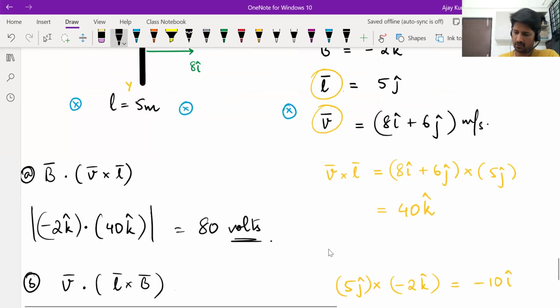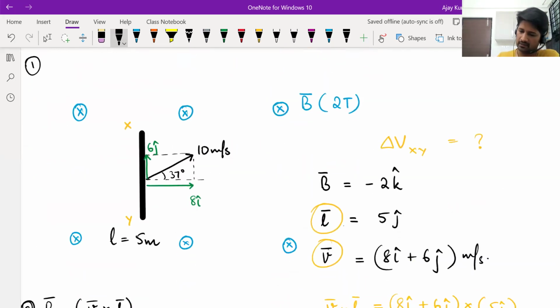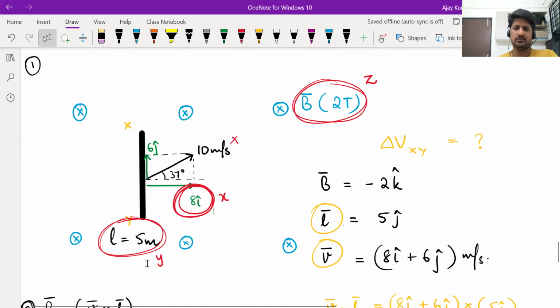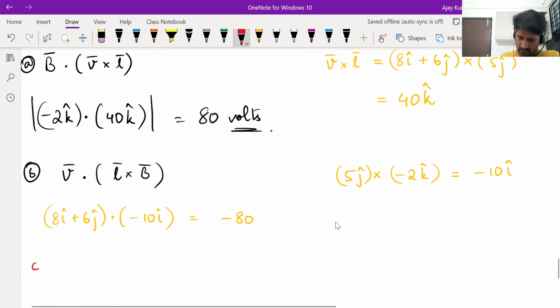I told you another way also to calculate: B, V perpendicular, L perpendicular. Now the magnetic field is in the Z direction, length is in the Y direction, which means velocity should be taken in the X direction. So this complete 10 meter per second is not of any use to us. This 8 is what is useful in the calculation of motional EMF. And you multiply all three perpendicular components, 2 into 8, 16 into 5, 80. That way also, the third method, B, V perpendicular, L perpendicular, you are getting 80 volts itself.